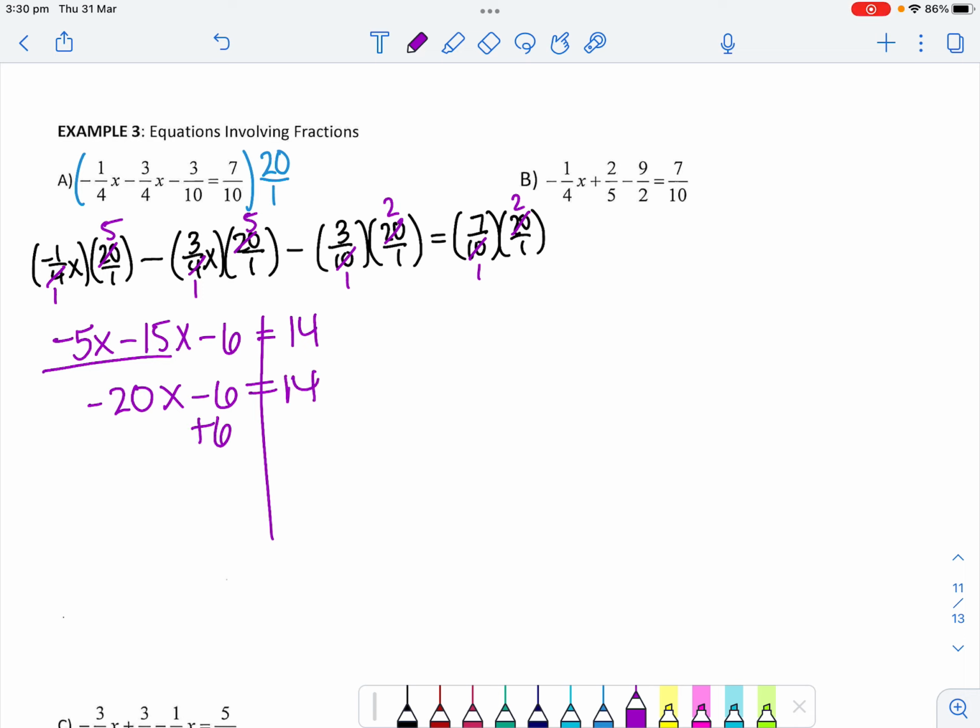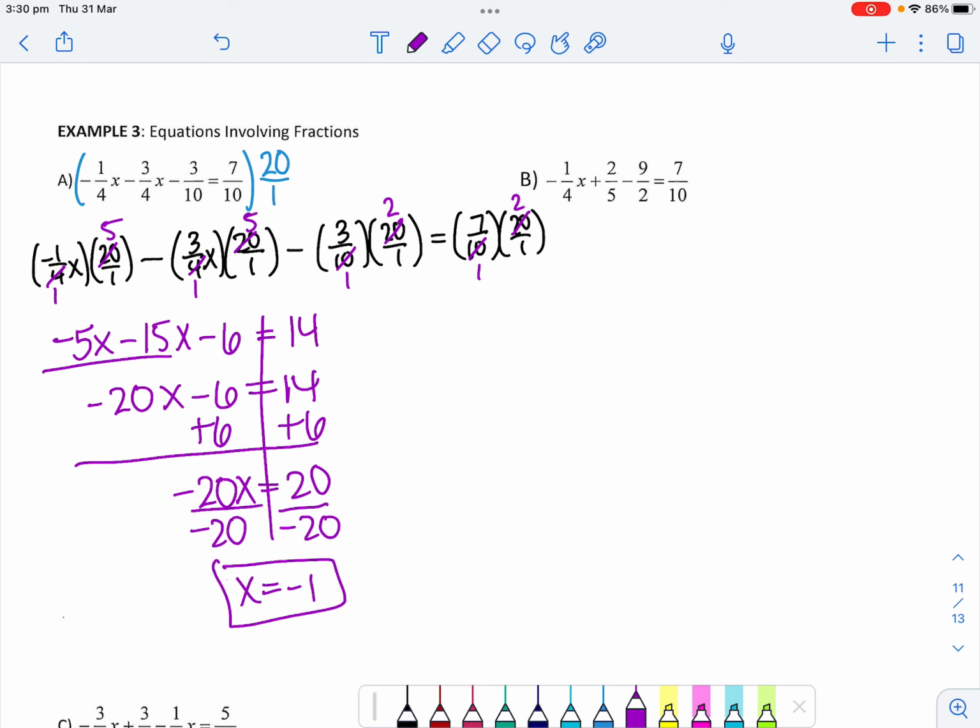And then I can add 6 to both sides. So negative 20x equals 20. When I divide by negative 20, x equals negative 1. And even the solution is not so bad when I get rid of those fractions.